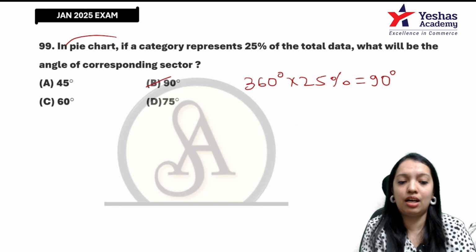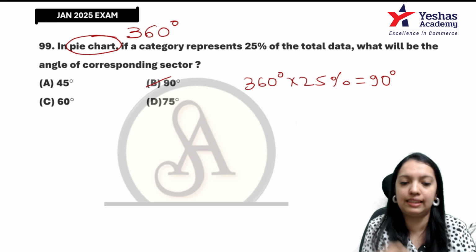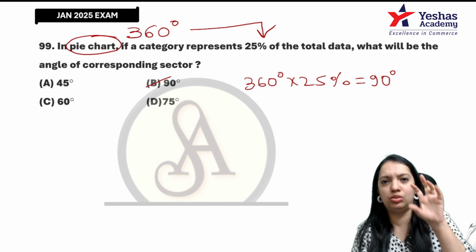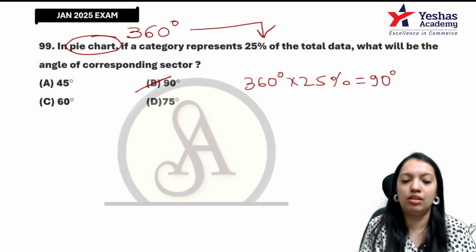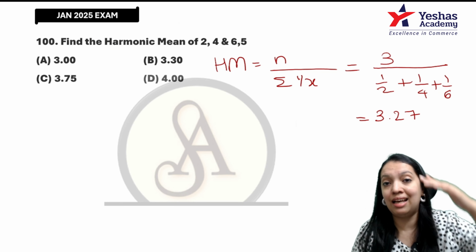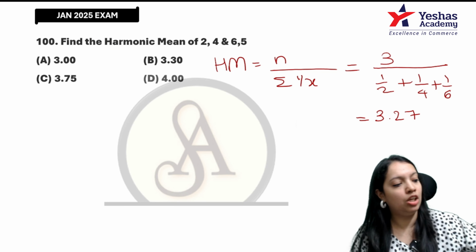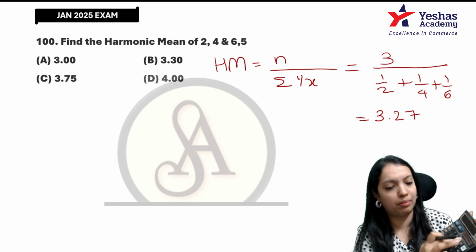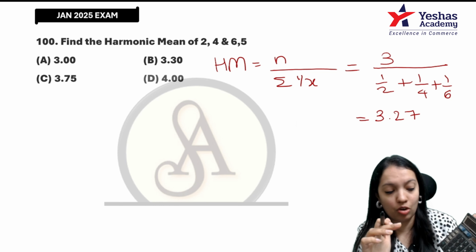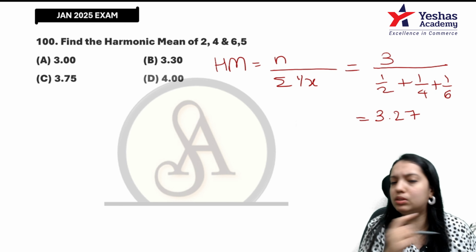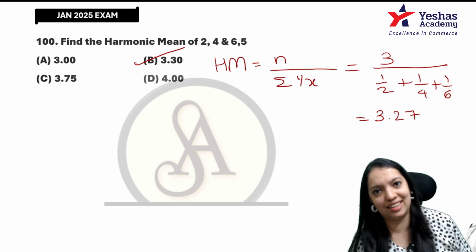Next, pie chart. The minute you see pie chart, total is 360 degree. Out of 360 degree, some category represents 25%. So 360 degree into 25%, your corresponding angle will be 90 degree. And the last question, calculate harmonic mean. N divided by summation 1 by x. So you need to take the calculator, start from the denominator. 1 by 2 plus 1 by 4 plus 1 by 6, equal to. Take the GT button, you get the denominator, then 3 divided by it, equal to, you get the value as 3.27, not there in the options. 3.3 is the answer.